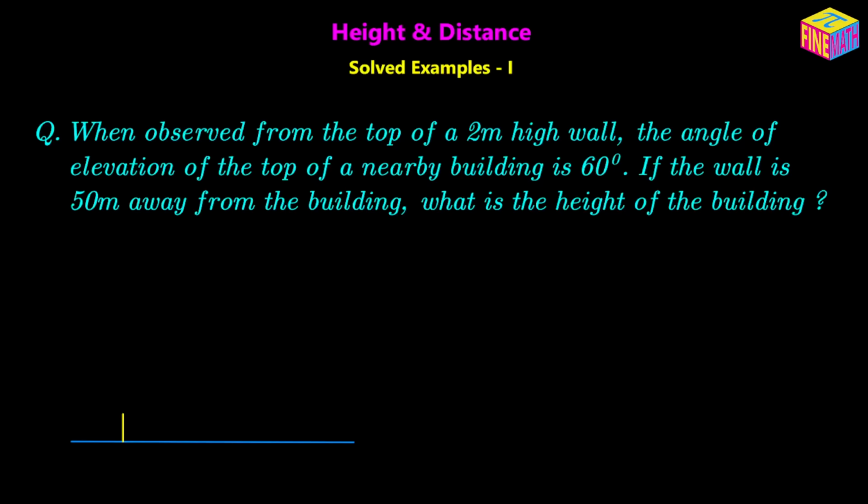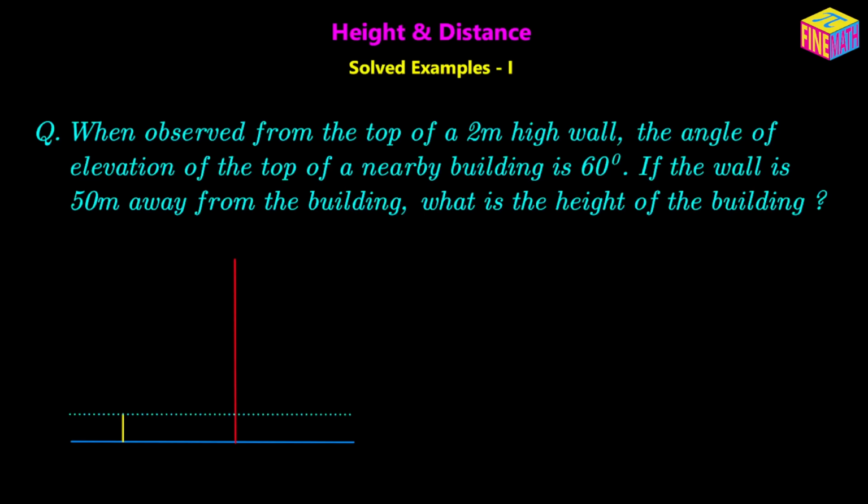Next, I'm going to draw a vertical line to denote the building. Let's suppose this red line is the building. We have to calculate the height of this building, but let's assume that this is the height of the building, the entire red line. And since the observation was done from the top of the little wall there, I'm going to draw a horizontal line through the top of the wall. Let's assume this light green dotted line is the horizontal line through the top of the wall.